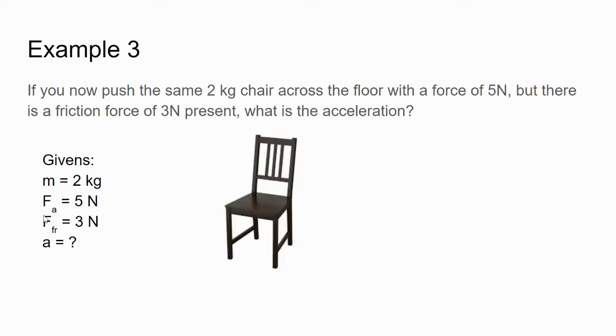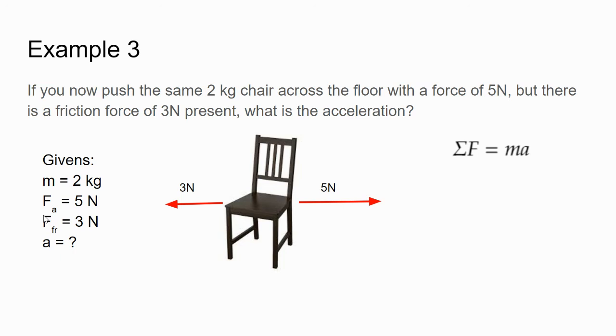So here's my chair. Here's my applied force of 5 newtons. Now, what direction is the friction force? Remember, friction force opposes the motion of the object. So if my motion is going to be to the right, the friction force is to the left, and that's going to be 3 newtons. So again, here's my equation. Net force is equal to mass times acceleration. Now this is a little bit more complicated because my net force is not just going to be that 5 Newton applied force. I now have a friction force that's opposing the motion.